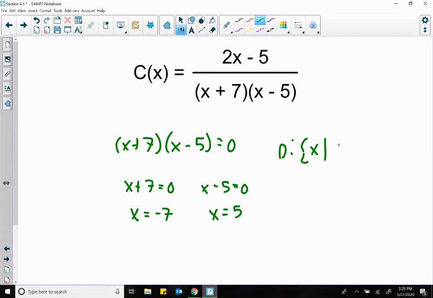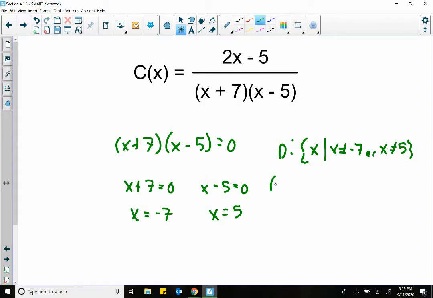Our excluded values are x not equal to negative 7 and x not equal to 5. Now, I know some of you are like, Mr. Armstrong, does it matter the order on these two? I usually put them in order, the smallest number to the largest number, but it really doesn't matter. But as a mathematician, I'm used to putting stuff in order.